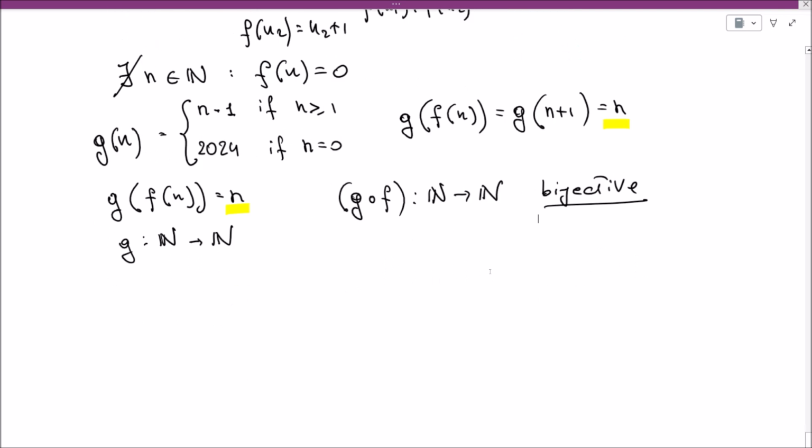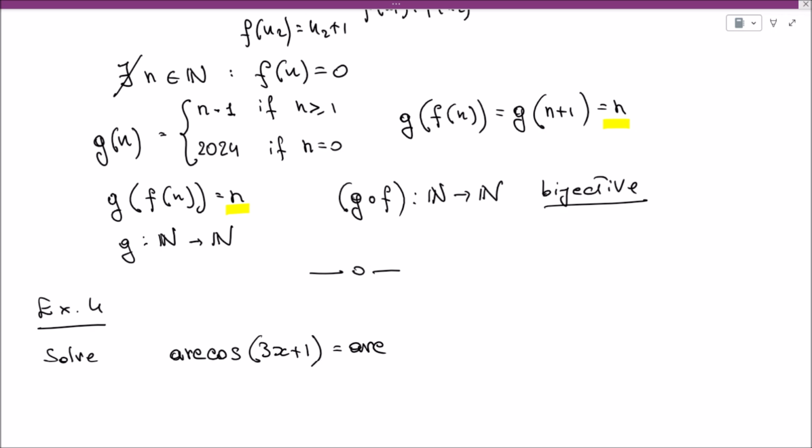Okay, so let's change attention now. Let's move to a different exercise. Let's go to exercise number 4, and let's try to apply what we have learned in terms of inverse trigonometric functions. So let's try to solve the equation arccosine of 3x plus 1 equal to arccosine of 2x plus 3.